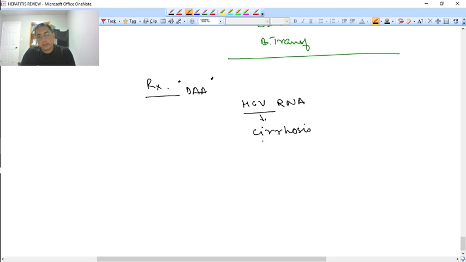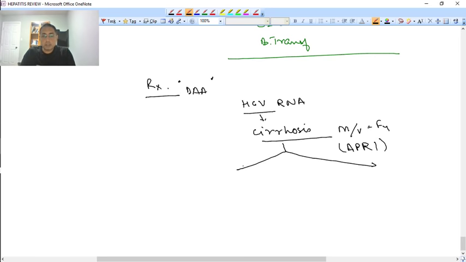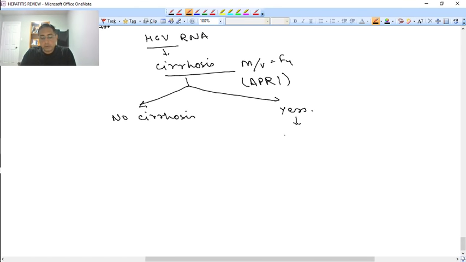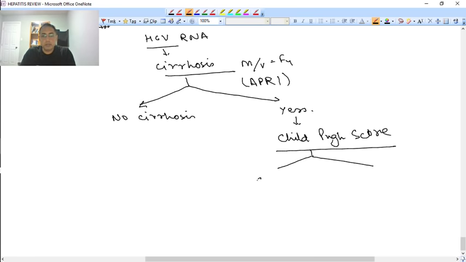back again. That is, if you remember, metavir stage F4 onwards, or the APRI score, that is AST to platelet ratio. Based on this, we will say whether there is no evidence of cirrhosis or yes, there is cirrhosis. If there is cirrhosis, we shall check the Child-Pugh score for assessment of liver cirrhosis, which would be classified into Child-Pugh score A.